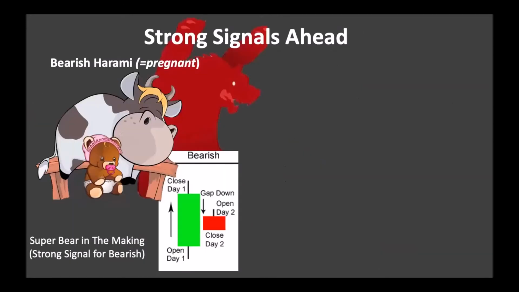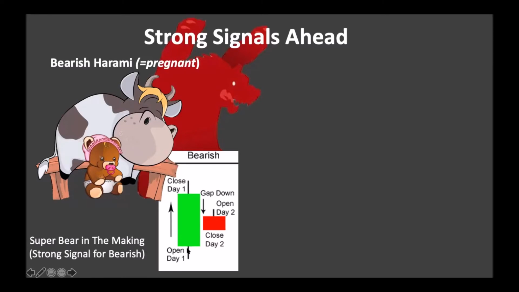Another strong signal ahead is called harami. Harami in Japanese means pregnant. So I drew this picture, just for us to understand visually and remember more easily, because you know the majority of the population are more visual in interpreting information. So basically I drew this mother bull and a baby bear, then we can see the big shadow bear coming in. I always want to highlight that a super bear is in the making. It's a strong signal for bearish.